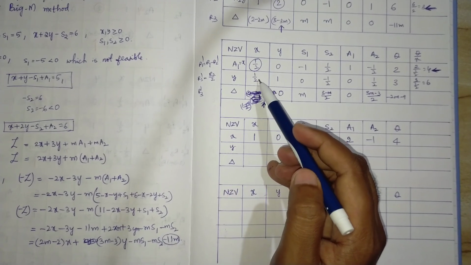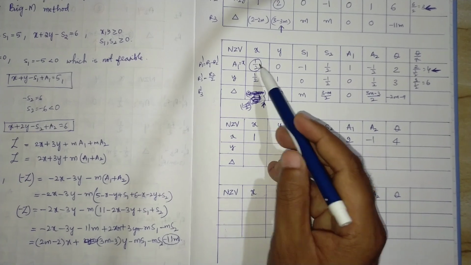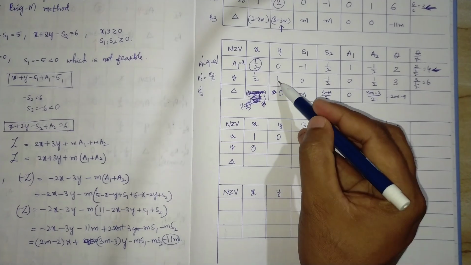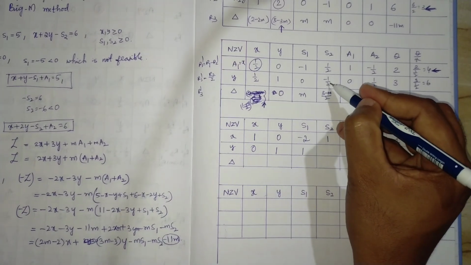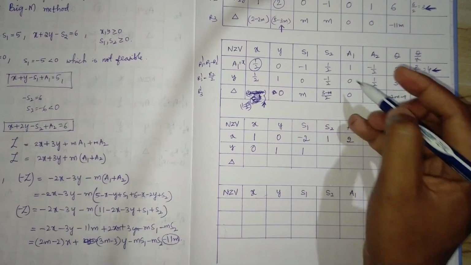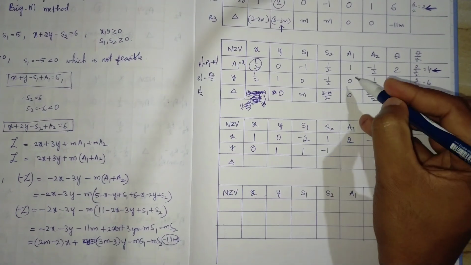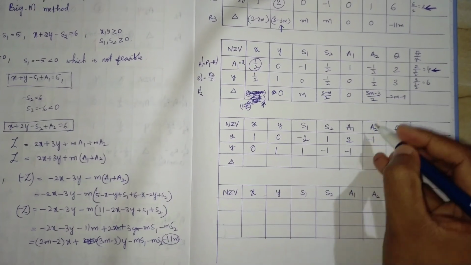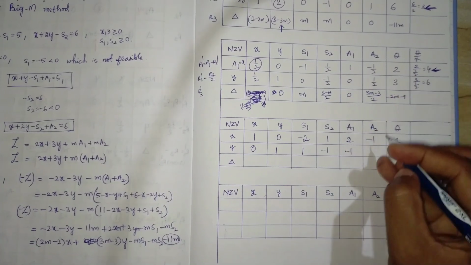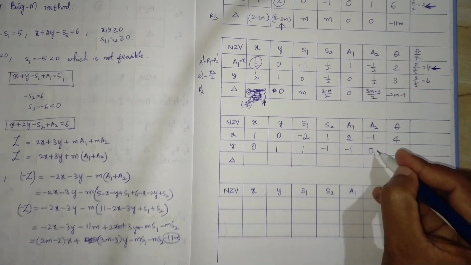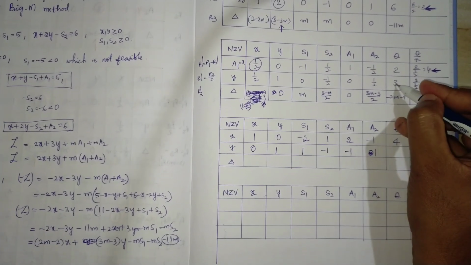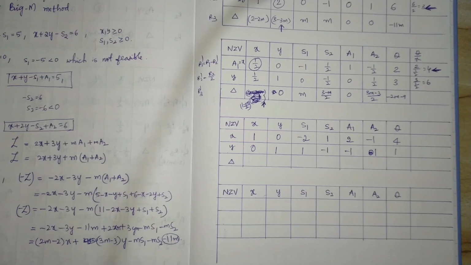So R2 minus R1: 1 by 2 minus 1 by 2, 0, 1 minus 0, 1, 0 minus minus 1, minus 1 by 2 minus 1 by 2, which is minus 1, 0 minus 1, and 1 by 2 minus minus 1 by 2, which is 1, and 3 minus 2, which is 1, right?